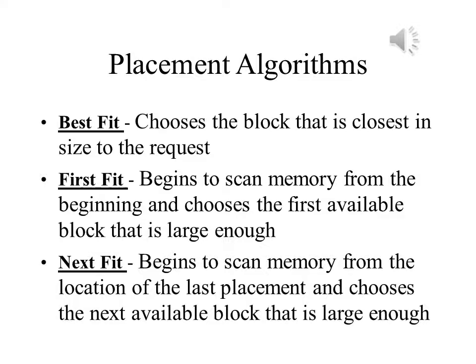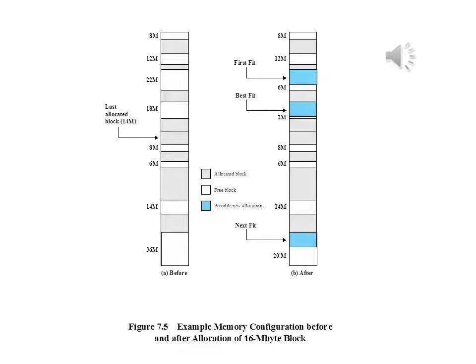Figure A on this slide shows an example memory configuration after a number of placement and swapping out operations. The last block that was used was a 22 megabyte block from which a 14 megabyte partition was created. Figure B shows the difference between the best, first, and next fit placement algorithms in satisfying a 16 megabyte allocation request. Best fit will search the entire list of available blocks and make use of the 18 megabyte block, leaving a 2 megabyte fragment. First fit results in a 6 megabyte fragment, and next fit results in a 20 megabyte fragment.